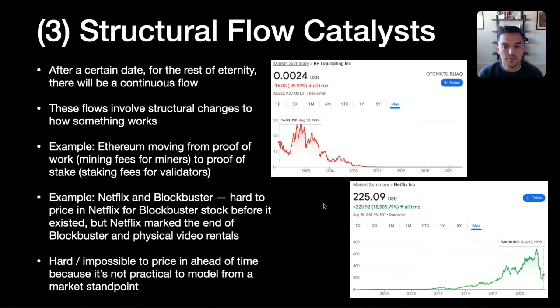So an example in the podcast was Ethereum moving from a proof of work framework, where we pay mining fees to miners to validate and complete our transactions, to now a proof of stake, where there's still fees paid, but they're basically staking fees paid to validators. So it's shifting the framework and the incentives around the Ethereum blockchain and how transactions are validated. And this is a structural change for Ethereum.